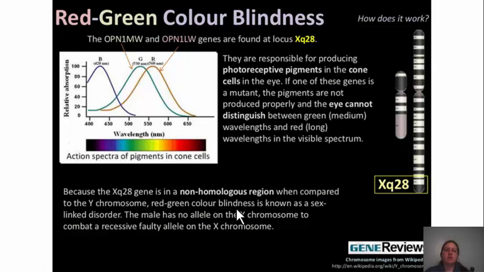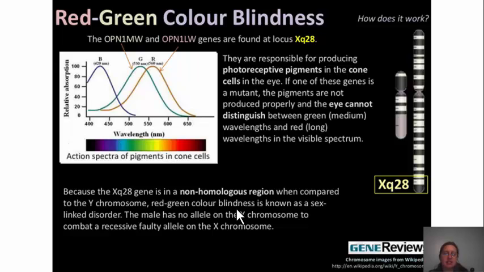A little bit more on red-green color blindness. There are 2 genes, and they're both found at the same location. They are responsible for producing photoreceptive pigments in the cone cells in the eye. If one of these genes is a mutant, then the pigments are not produced properly, and the eye can't distinguish between green and red wavelengths in the visible spectrum.